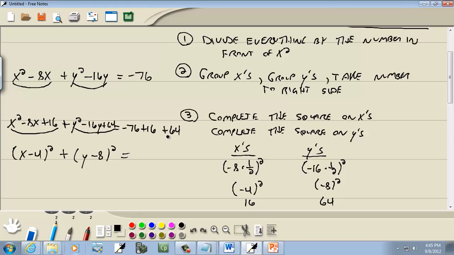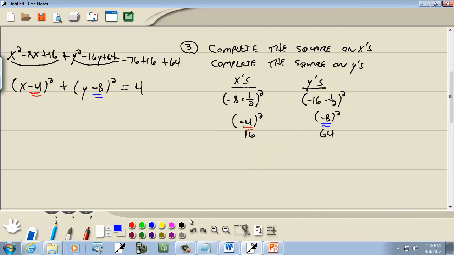And I have no clue what this gives us. 80 minus that, okay, 4. Now it's very easy. Right inside the parentheses, right before you square it, sign included. See how it's negative 4? That's what goes right here, negative 4. Over in the y's, we have a negative 8 right before we squared it. That's what goes right there. It makes that factoring so easy.